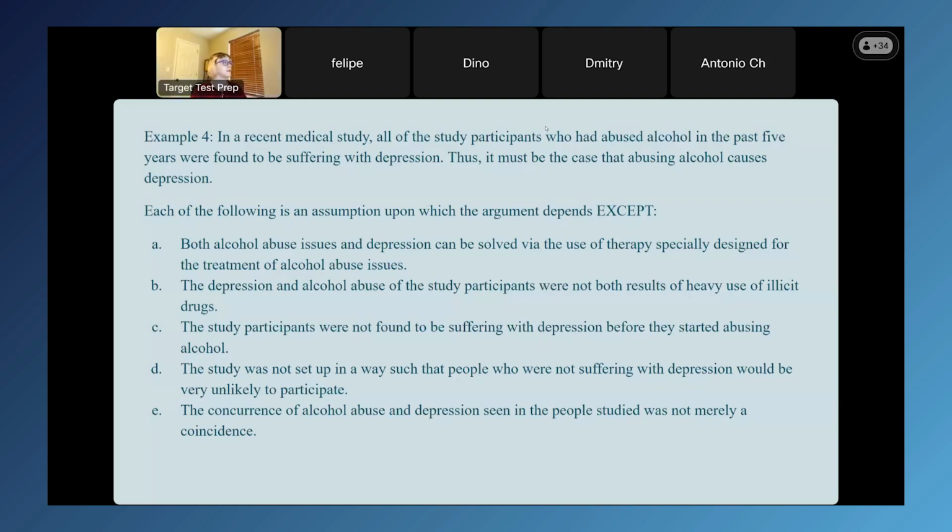Let's go through this one. In a recent medical study, all of the study participants who had abused alcohol in the past 5 years were found to be suffering with depression. Thus, it must be the case that abusing alcohol causes depression.